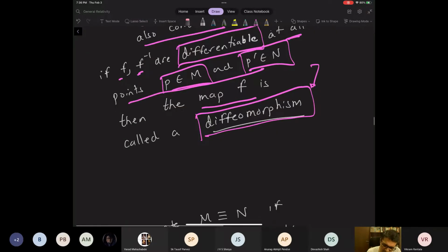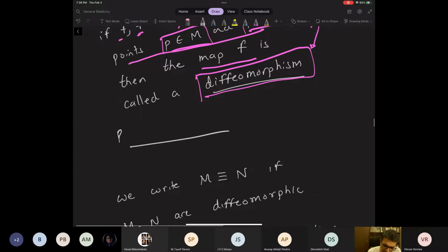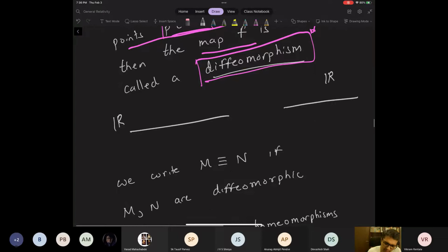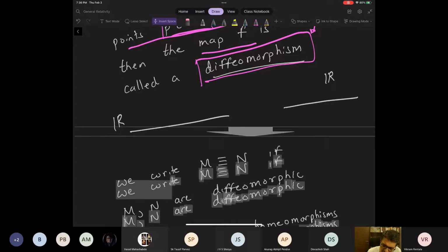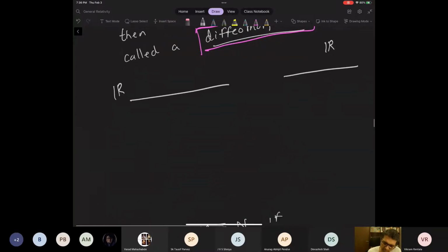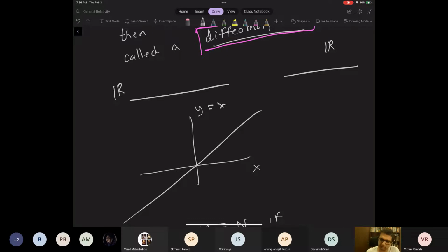Okay, so if you imagine the topological space of real numbers and another topological space of real numbers, there are several ways in which you can do a mapping from real numbers to real numbers. So you can do functions like this, arbitrary functions from y to x. For example, if you have something like y is equal to x, this is a homeomorphism. This is also a diffeomorphism because it's infinitely differentiable.